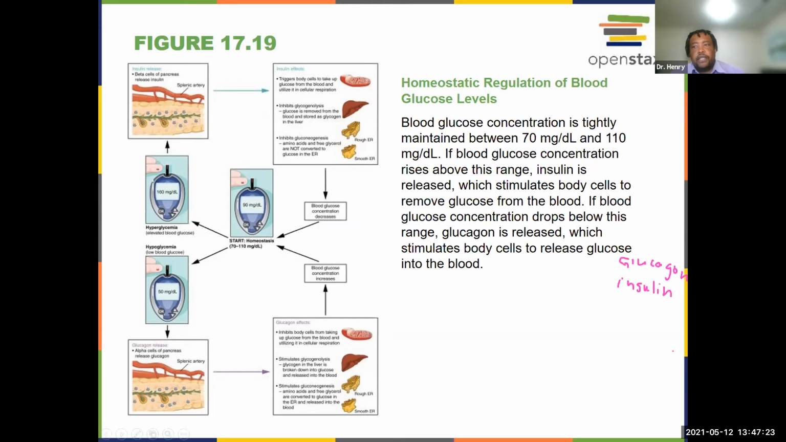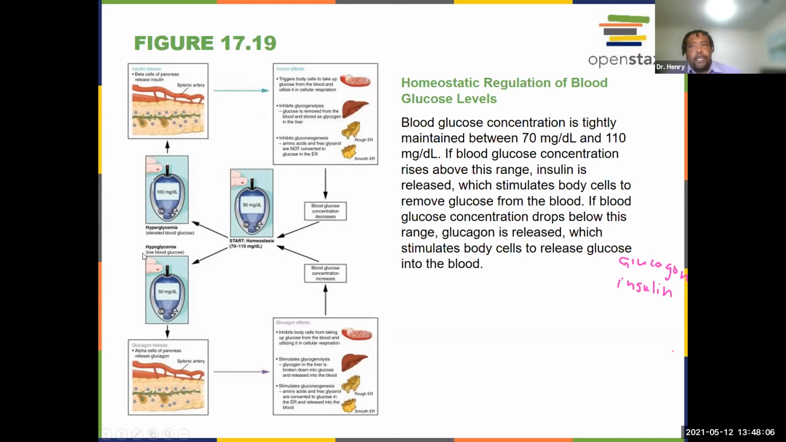It's also going to stimulate gluconeogenesis, which your amino acids and your free glycerols are going to basically be converted to glucose. And then that's also going to be released in the blood. So you're going to make new glucose. You're going to break down the stored glucose and glycogen. And then you're also going to prevent the uptake of glucose from the blood by the cells.